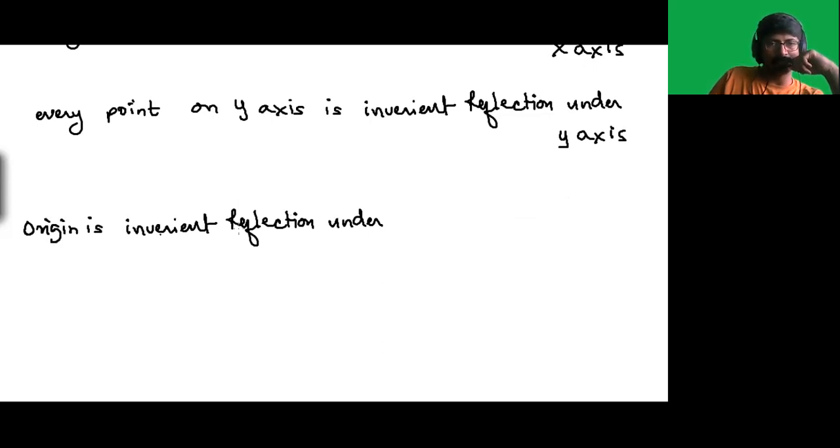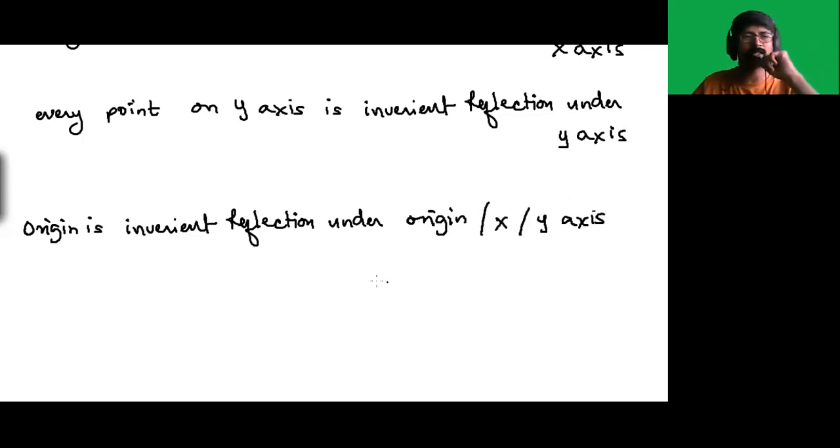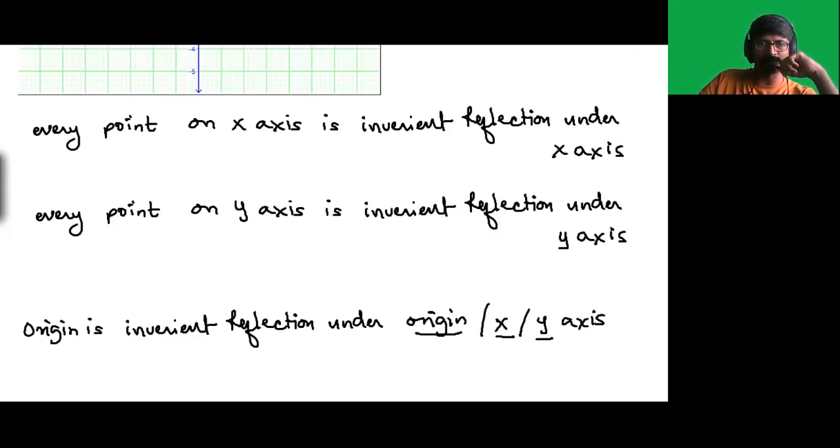Origin is invariant under reflection in the origin, or x-axis, or y-axis, because it is like the common point between the x-axis and y-axis. So origin is invariant under everything: origin, x-axis, and y-axis. I hope you understood all these three sentences, isn't it?